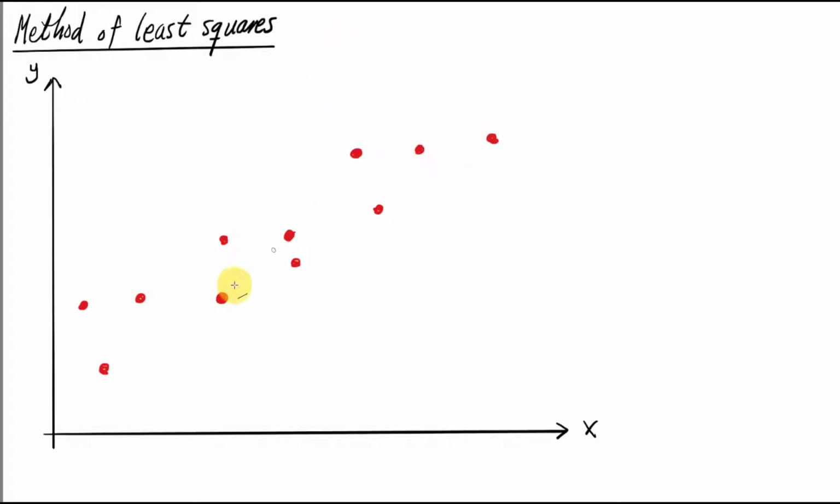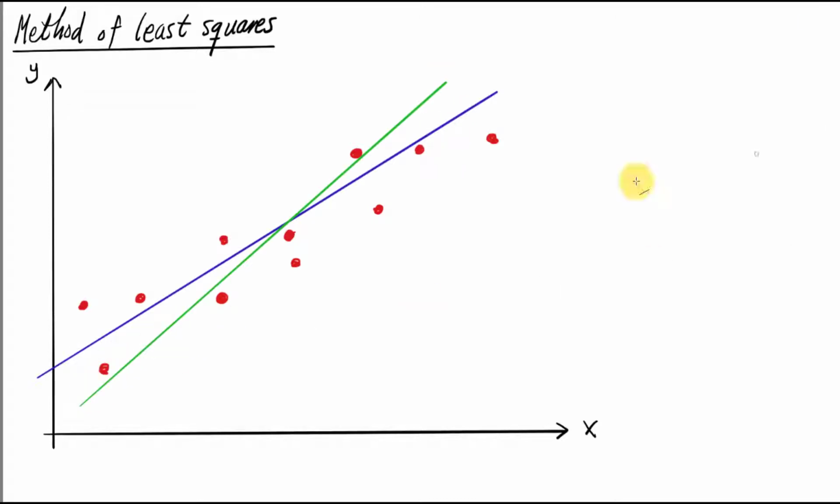So let's say we have a data set with points, and now we suspect there is a linear correlation. How can we find a straight line that best describes these data points? So should it be this one, or perhaps that one, or this one? So which one should we choose?